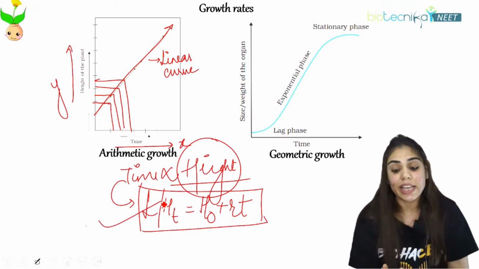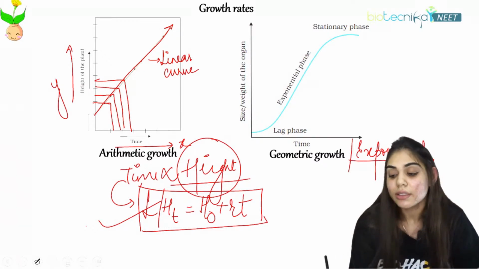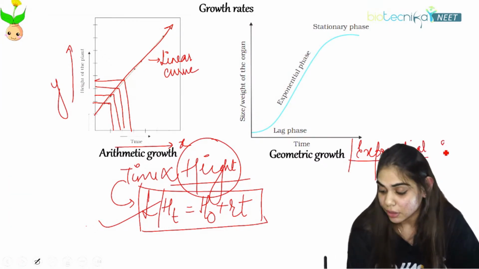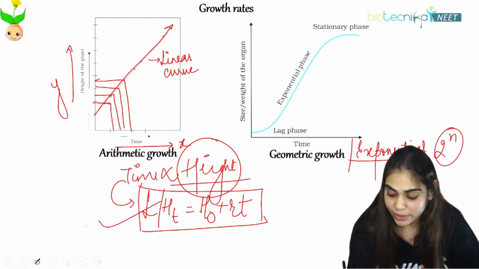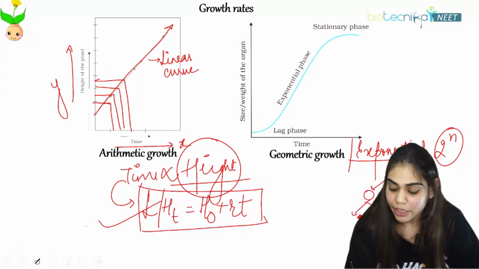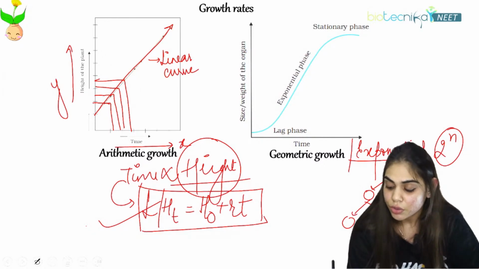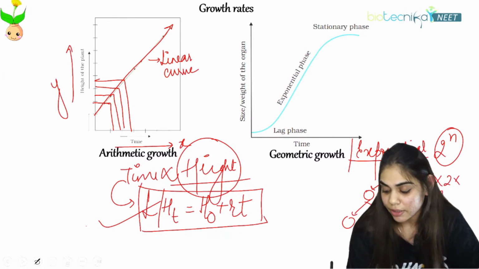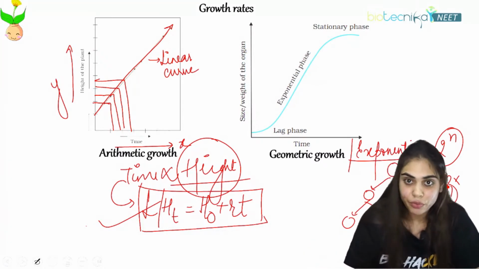Then what is exponential or geometric growth rate? Geometric growth rate, as I already stated, is also called exponential growth rate, because here the cells exponentially divide in the form of 2 to the power n. What is this 2 to the power n? Suppose one cell is there, it will form 2 cells. 2 cells are there, they will form 4 cells. 4 cells are there, they will form 8 cells. So 2, 2, 2. That means it is dividing in the form of 2 to the power n. That is, n number of cells will be formed.